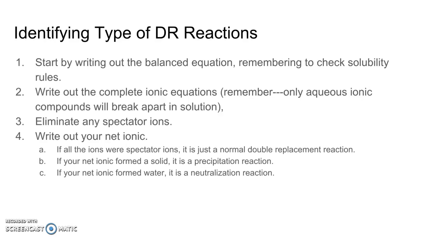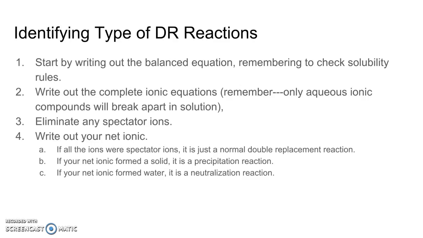The third thing that you do is eliminate any spectator ions. Remember, that's just where you have ions in the exact same form on both sides of your equation. And then you write out your net ionic. So if all those ions were actually spectator ions, it's just a normal double replacement reaction. There's nothing special about that particular double replacement. If you end up in your net ionic forming a solid, it's a precipitation reaction. And if your net ionic formed water, it's a neutralization reaction. Just something to keep in mind.